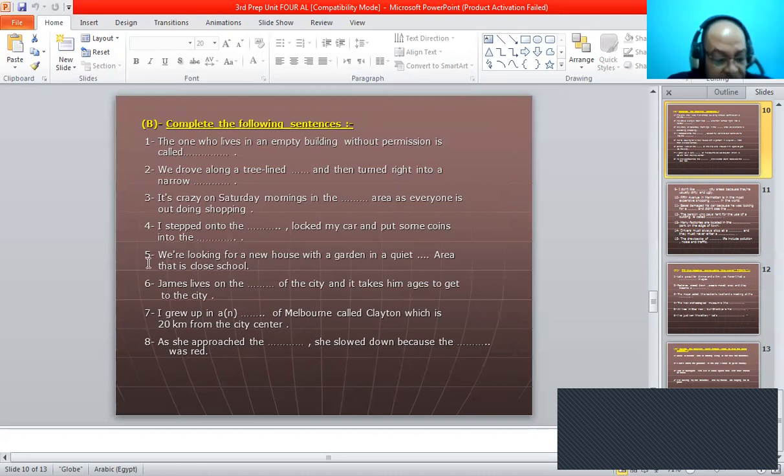Number 5: We are looking for a new house with a garden in a quiet residential area that is close to school. So here it's a quiet residential area for a house with a garden and close to school.